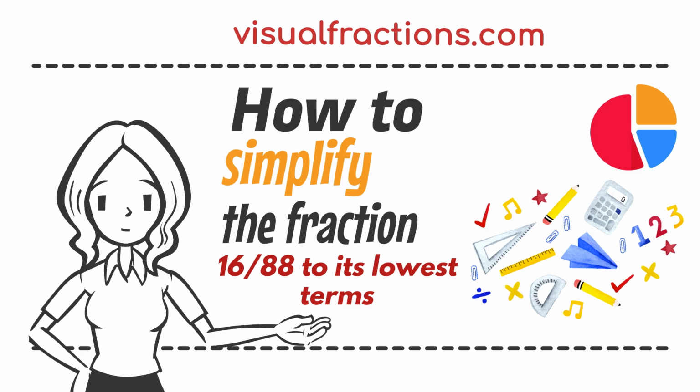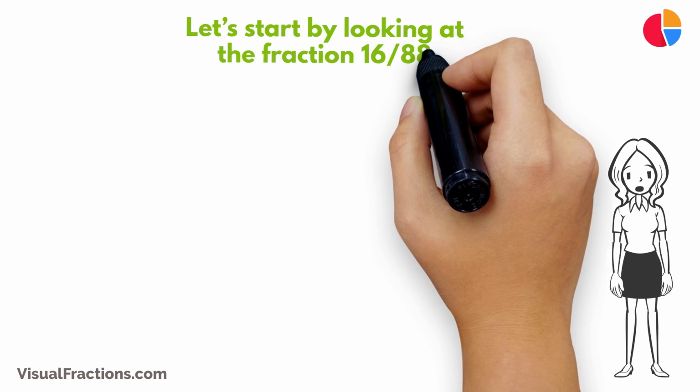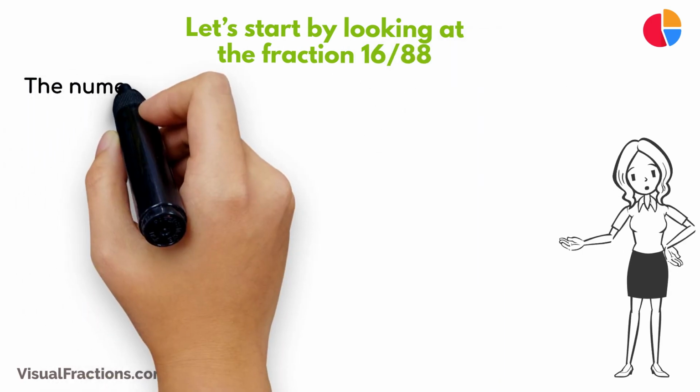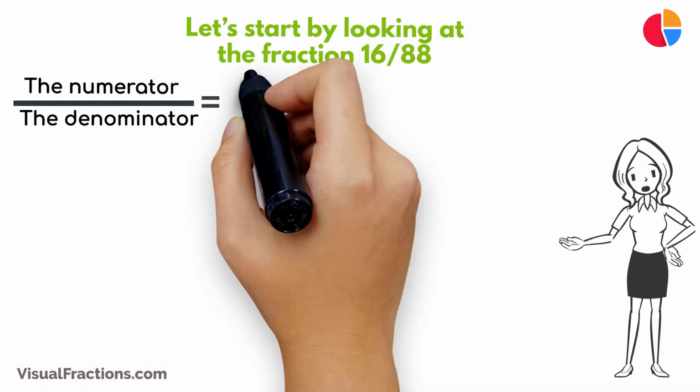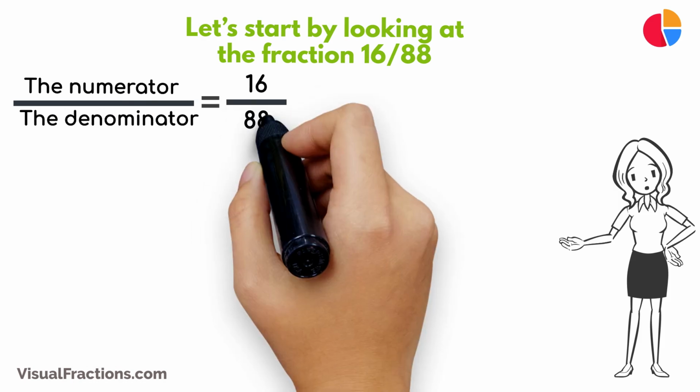Today, we're going to explore how to simplify the fraction 16/88 to its lowest terms. Let's look at the fraction 16/88. To simplify it, we'll divide both the numerator and the denominator by their greatest common factor.